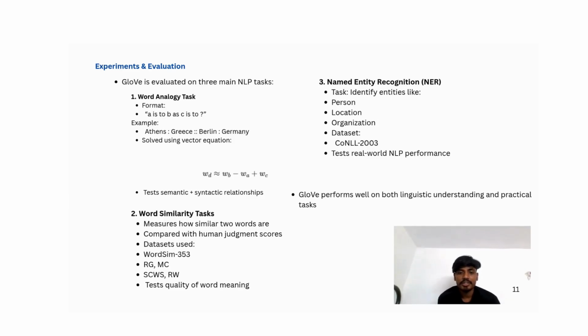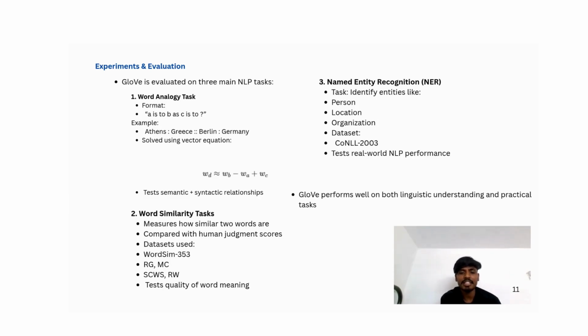GloVe is evaluated using multiple benchmark tasks to measure its effectiveness. One important evaluation is the word analogy task, where the model must understand the relationship: king minus man plus woman equals queen. This checks whether the model captures semantic relationships correctly or not. Another evaluation is word similarity, where the model's output is compared with human judgments to see how well it understands similarity between words.